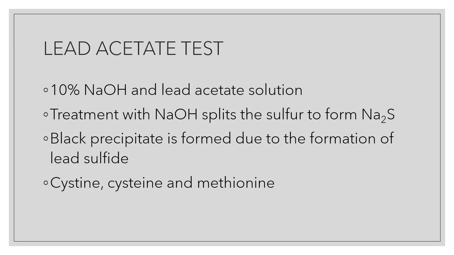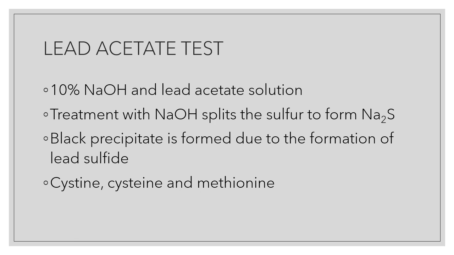Then when you add lead acetate to the solution, it will give you a black precipitate. Again, after the split of the sulfur to form sodium sulfide, you add a lead acetate solution and it will form a black precipitate, known as lead sulfide. The amino acids that will test positive for the lead acetate test are cysteine and methionine, which contain the sulfhydryl group.